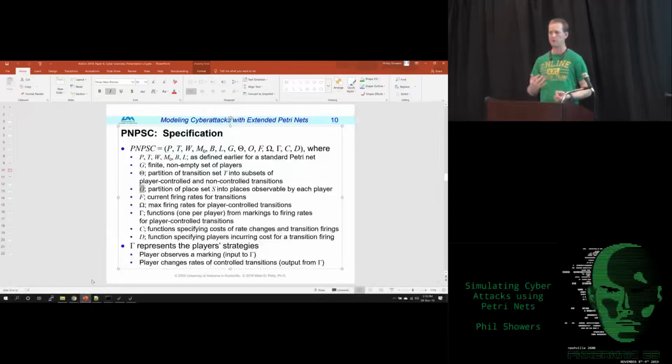So you could have somebody who decides to write a full-blown reinforcement learning algorithm where they're going in and playing with different levels of Q and stuff like that. Or you could have somebody who's just like, no, the way it is is good. I'm just going to run in default random firing weights, and I just want to see generally how things work. Then you also have the two costs. C is how much it costs to make a change to each transition that is controlled by players, and then D is the cost of a transition firing for each of the players.